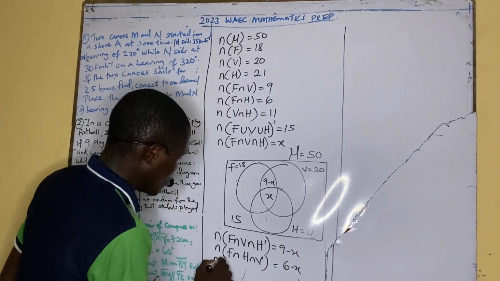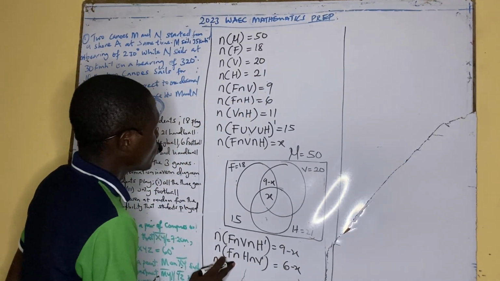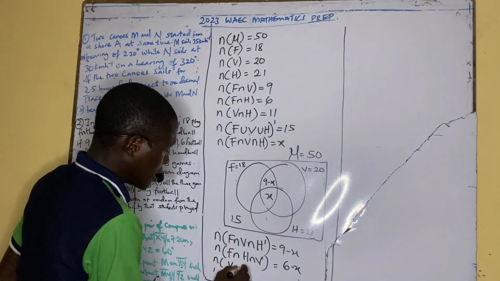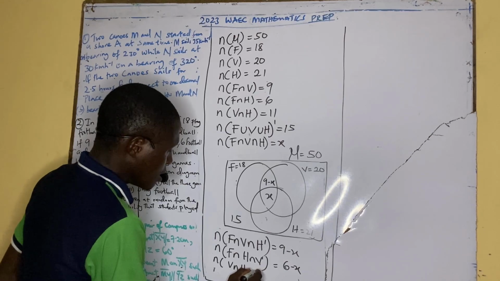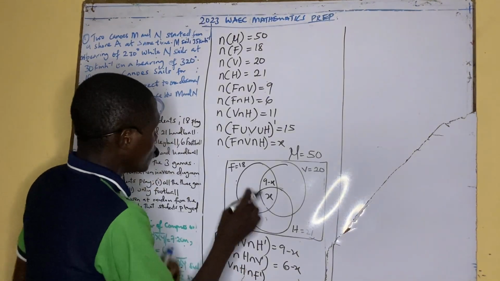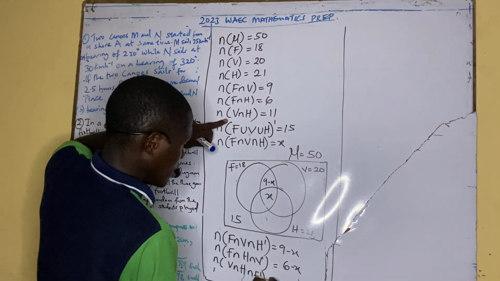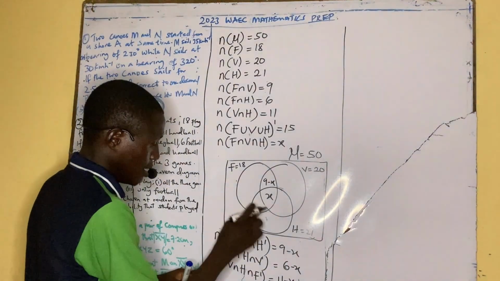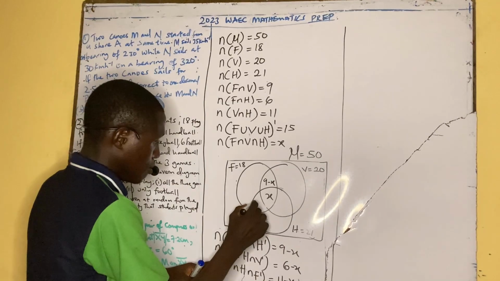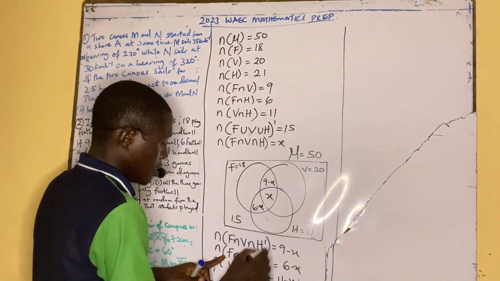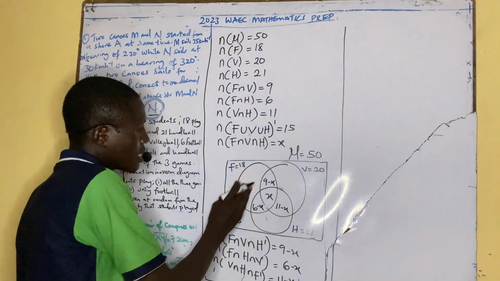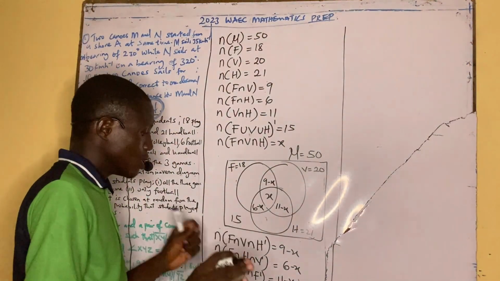Then the last one is the number of volleyball and handball excluding football. Volleyball and handball is 11, so 11 minus X. So you now place this thing here. So this one is 6 minus X, this one is 11 minus X.